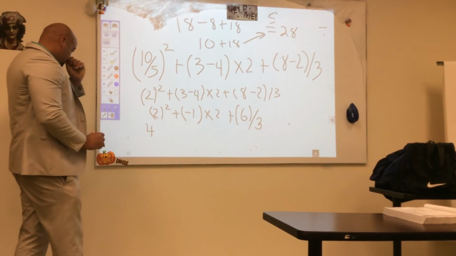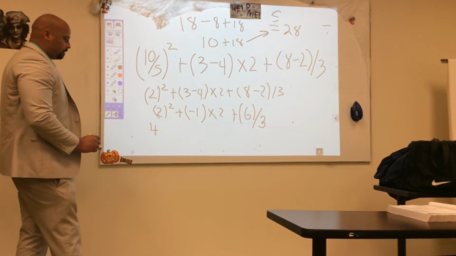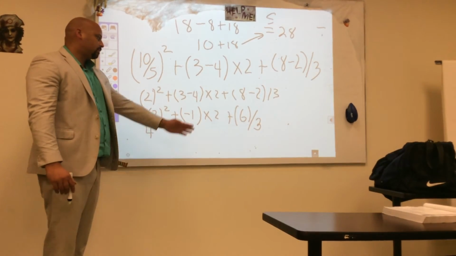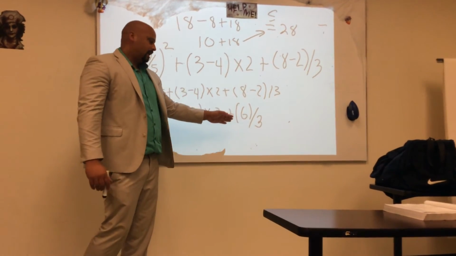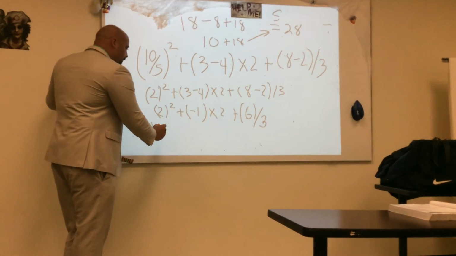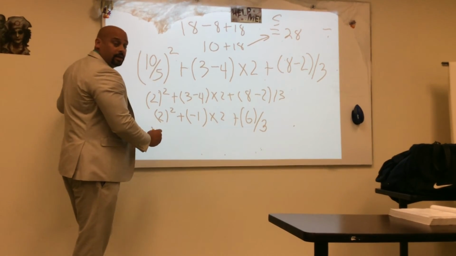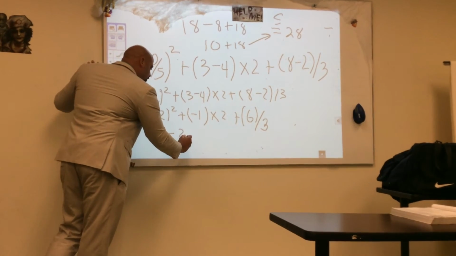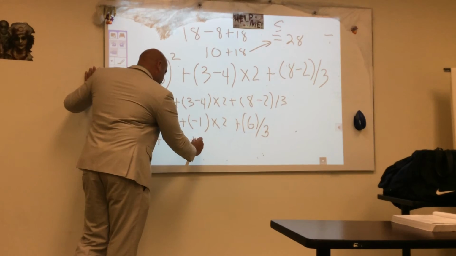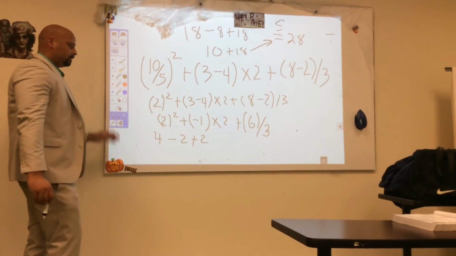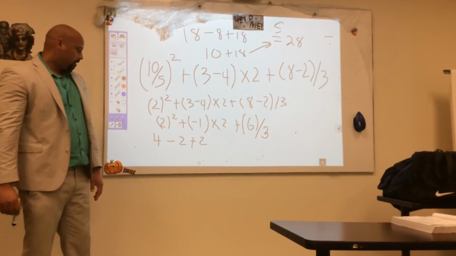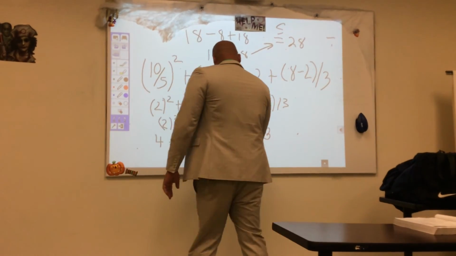Okay. Then, is there anything else we can do? Negative 1 times 2, because this is division, right? And that's multiplication, so you do multiplication first. Negative 1 times 2 makes what? Negative 2. So 4 minus 2. What's 6 divided by 3 make? 2. Plus 2. So the answer is what? 4 minus 2 is 2. 2 plus 2 is 4. Okay? That's the answer. 4.